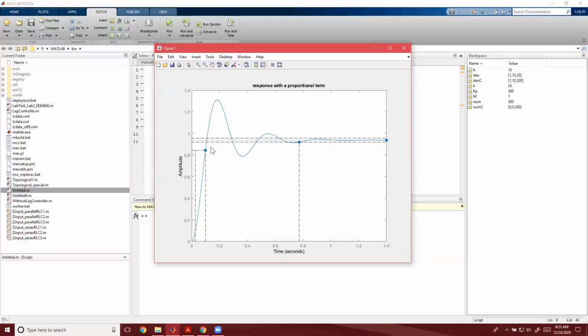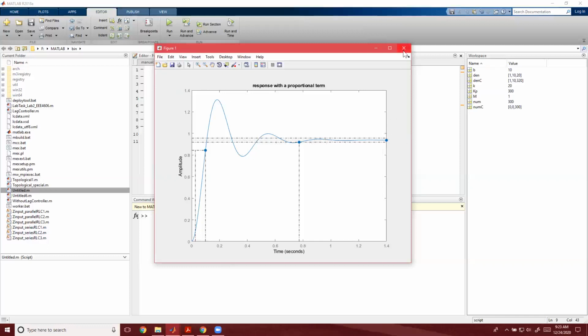Decreased. Rise time has decreased. Yeah, before it was 0.83, now it's 0.07. And settling time has also decreased, right? From 1.5 to around 0.77. So we have decreased all those things. But what has increased? Overshoot. The overshoot has increased, right? So even though we're decreasing those three, our overshoot has increased significantly.